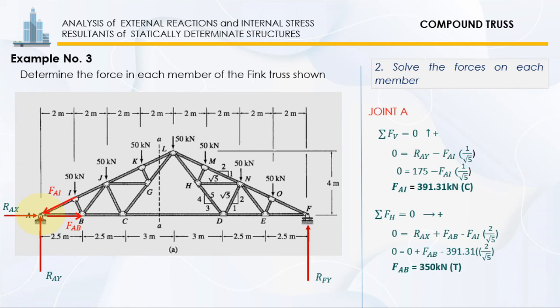For the slope used for FAI, we can use this one 4, and then yung kalahati na to 8, diba? So that is 1 vertical, 2 horizontal, and its resultant, which is square root of 5.